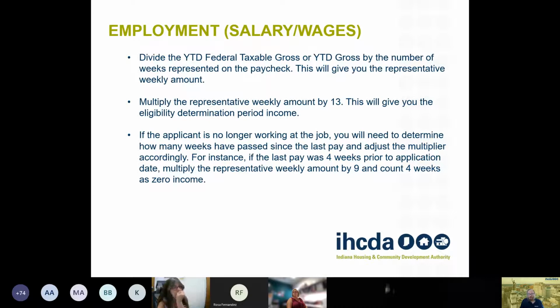And if the applicant is no longer working at the job, you will need to determine how many weeks have passed since last pay and adjust the multiplier accordingly. For instance, if the last pay was 4 weeks prior to application date, multiply the representative weekly amount by 9 and count 4 weeks as 0 income.